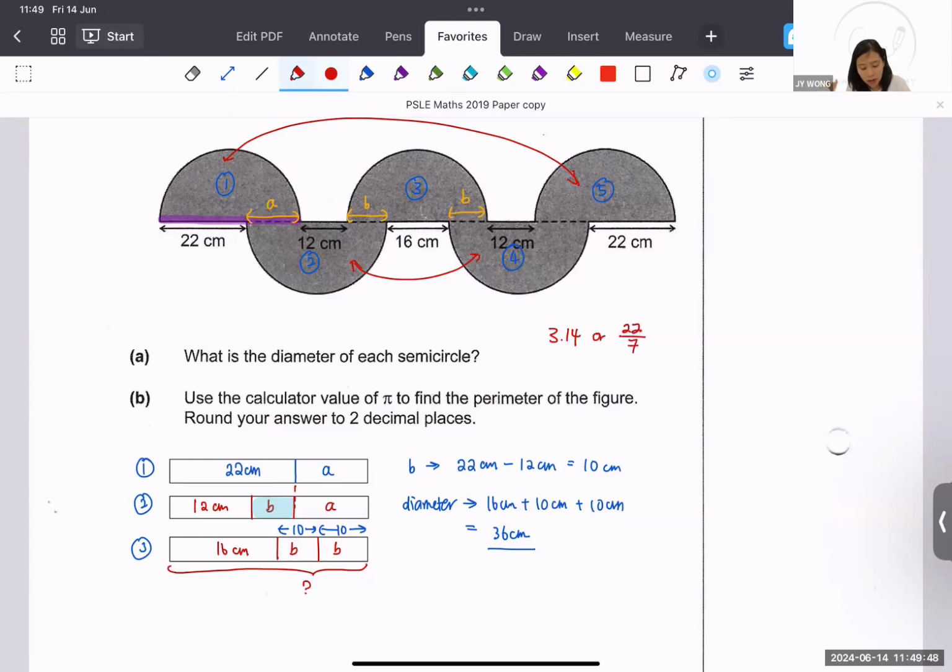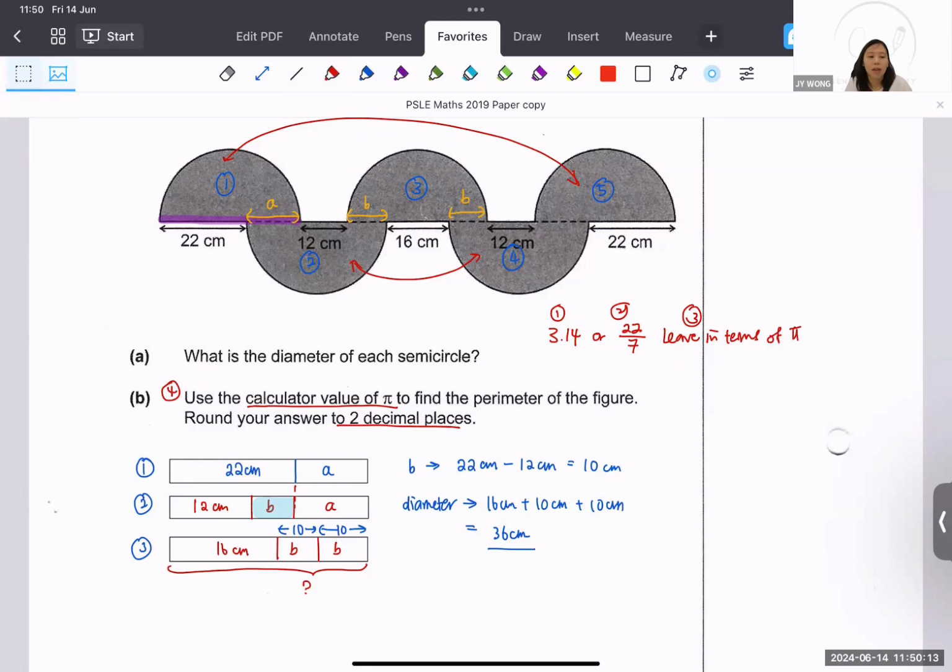Number 3, they can ask you to leave in terms of pi. Number 4, so 1, 2, 3, the 4th one is to use calculator value of pi. That means this one will require you to round off to 2 decimal places, because the calculator pi value is a long string of numbers. So please read carefully what the question gives you.